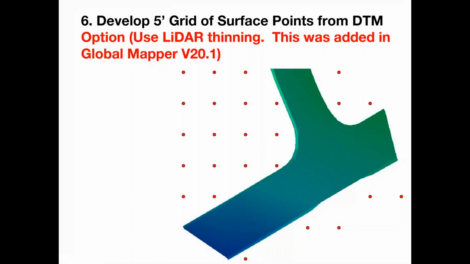The next step is we develop a 5-foot grid of surface points from the DTM that we created in the previous step. Note, there's also an option here where you can do some LiDAR thinning, and I'll show that in the next slide. But I believe that option was just added in Global Mapper version 20.1. The red dots you see there are a 5-foot grid of points that we created from the DTM. The whole point of this is to get a more lightweight topography, but yet maintain accuracy.